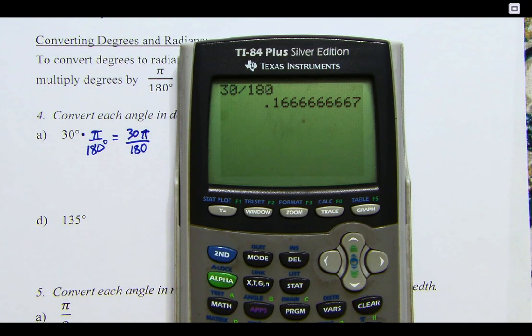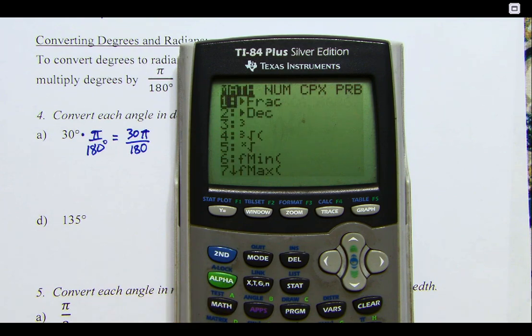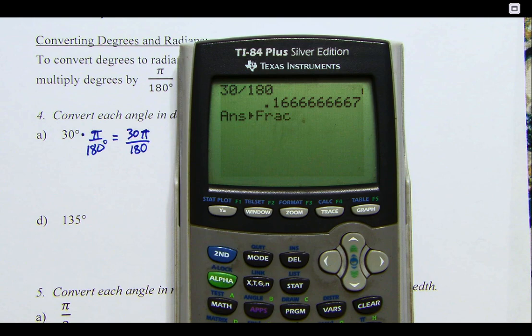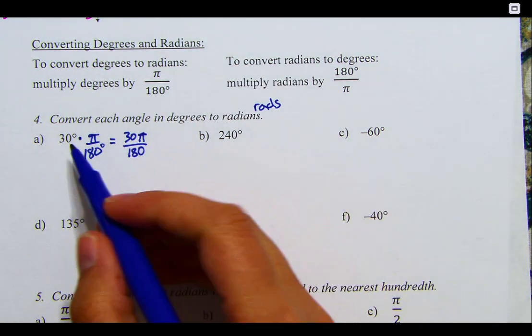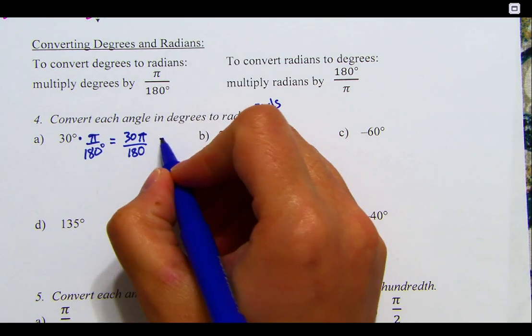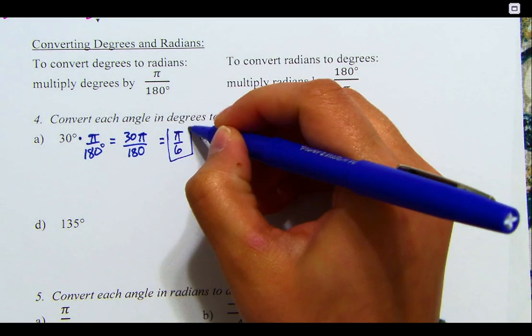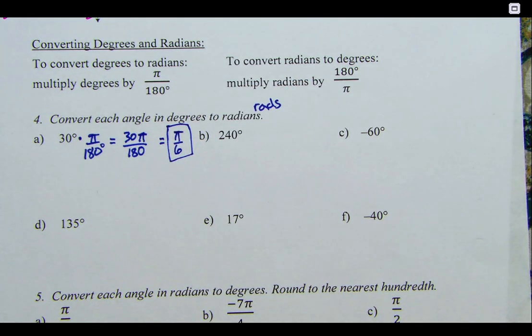To do that, remember we're going to press the math key. That first one means fraction, so we're going to do enter, enter. Okay, so 1/6 would be that simplified fraction. So 30 degrees is the same thing as pi over 6 for radians. And then we just keep going.